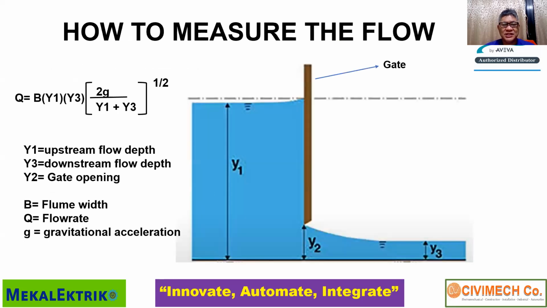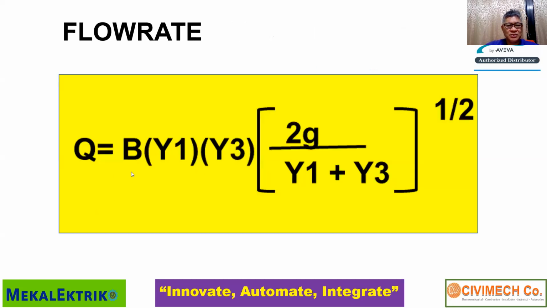How to measure the flow in a sluice gate application? We can apply this formula using conservation of energy from Bernoulli's principle. Q equals B times Y1 times Y3 times the quantity inside, 2G over Y1 plus Y3, raised to 1/2. Where Y1 is the upstream flow depth. This is the gate. Y3 is the downstream flow depth, Y2 is the gate opening, B is the plume width, the width of your channel or aqueduct, Q is the flow rate and G is gravitational acceleration. So the flow rate is Q equals B, the plume, times Y1 times Y3 times this quantity, 2G over Y1 plus Y3, raised to 1/2.